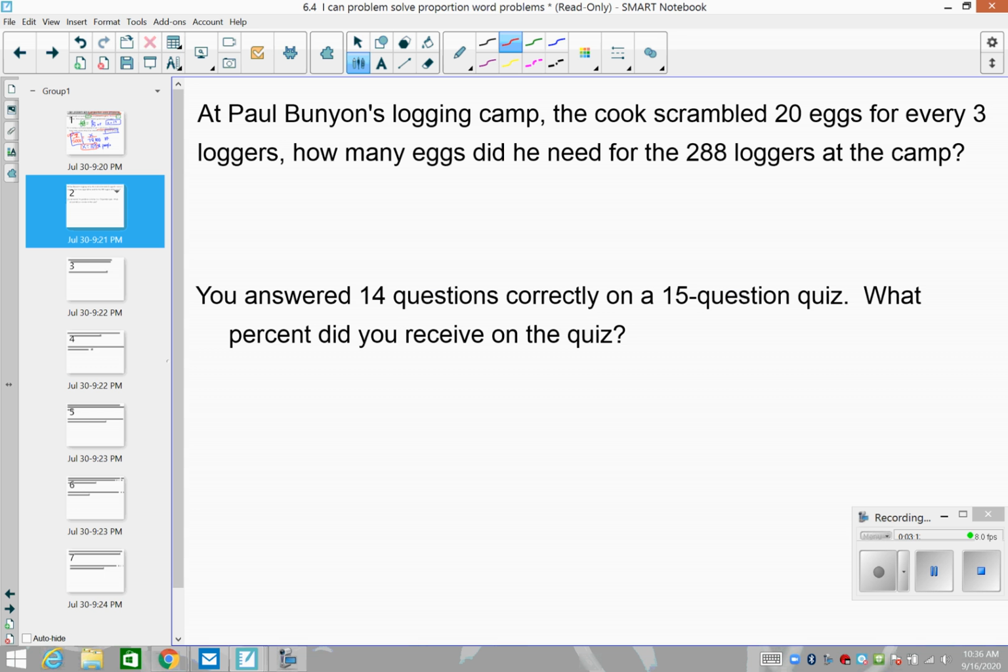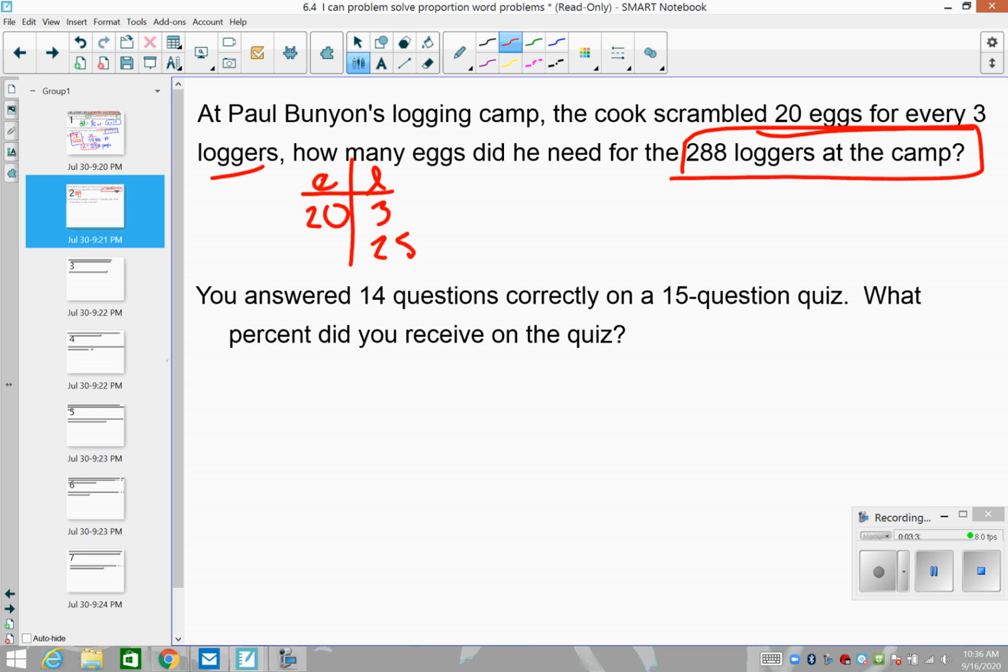At Paul Bunyan's logging camp, the cook scrambled 20 eggs for every 3 loggers. So we have eggs and we have loggers. Oh, this is not a percent question. That's okay. So 20 eggs for 3 loggers. How many eggs did he need for the 288 loggers at camp? So if we have 288 loggers, how many eggs?